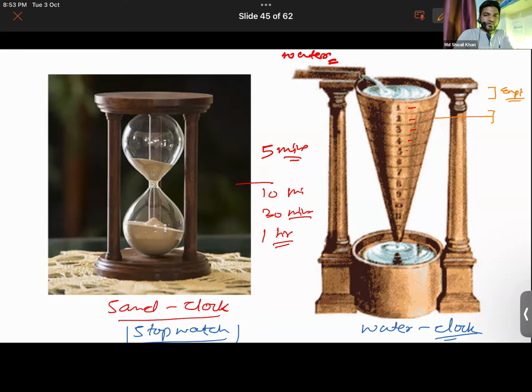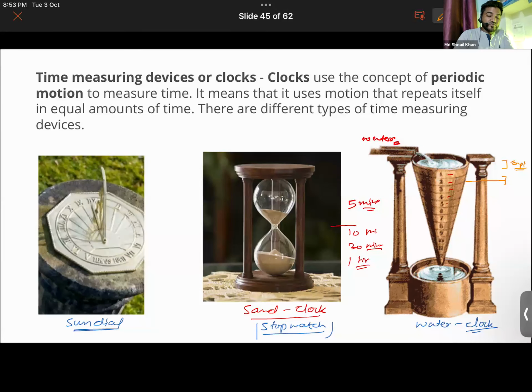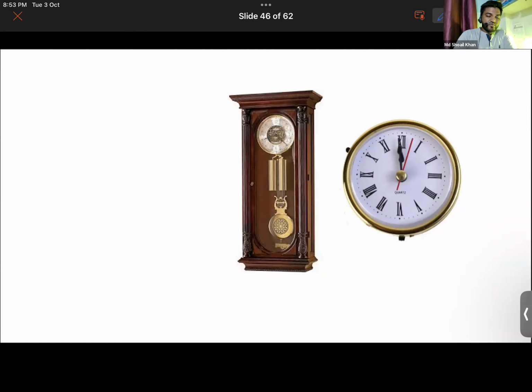In that manner, the time was measured using the water clock. Then you got the modern-day clocks, like the pendulum clock, which works on the phenomenon of the pendulum, while this one is a quartz watch. Quartz is nothing but a stone, a crystal. The quartz watch is basically named after the quartz crystal used in the watches.